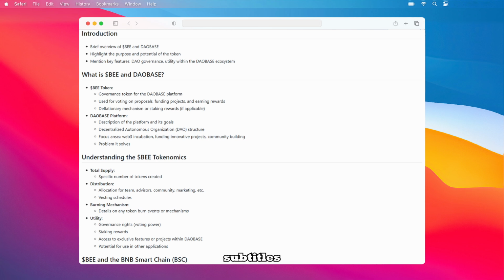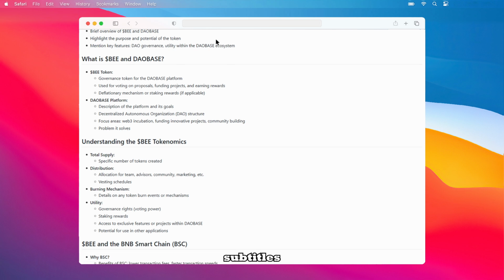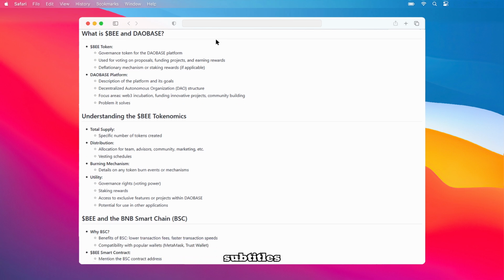What exactly are $BE and DAOBASE? The $BE token serves as the governance token for the DAOBASE platform, empowering holders to vote on key proposals, fund promising projects, and potentially earn rewards. Some implementations may include a deflationary mechanism or staking rewards for added value. The DAOBASE platform itself is a decentralized autonomous organization focused on Web3 incubation, providing funding to innovative projects, and fostering a strong community. It aims to solve the challenges of early-stage funding and decentralized governance.